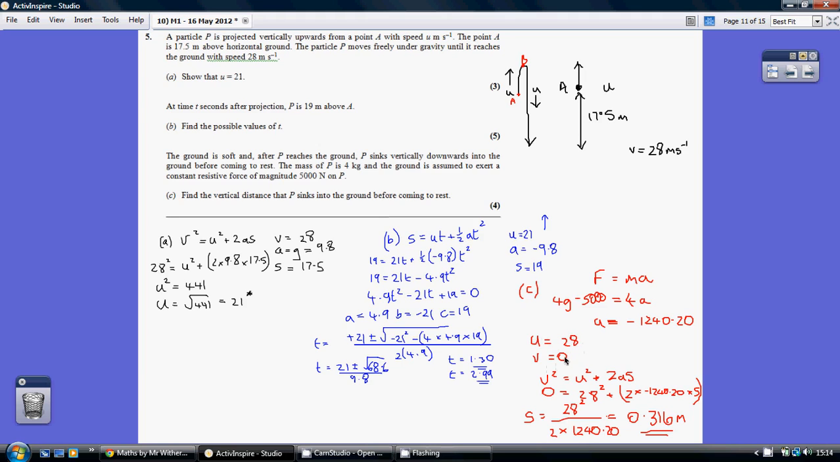Now we know as the particle hits the ground that its initial speed is 28. It carries on going until it stops embedded in the ground, so the final speed is going to be 0. We've just worked out the acceleration to be minus 1240.20, so substituting that back into v squared equals u squared plus 2as again, we can work out that the distance that it travels in the soft ground is 0.316 meters.